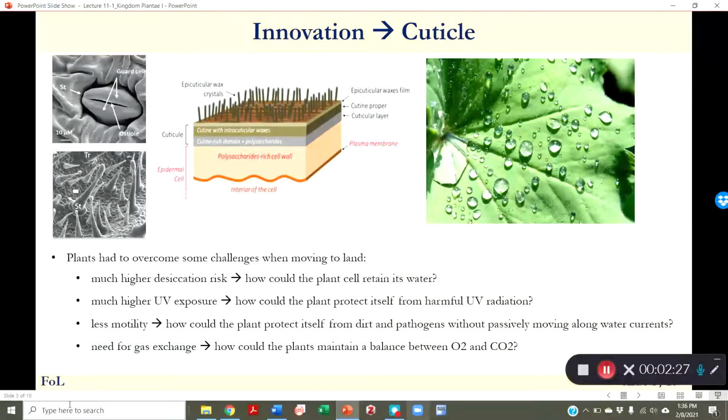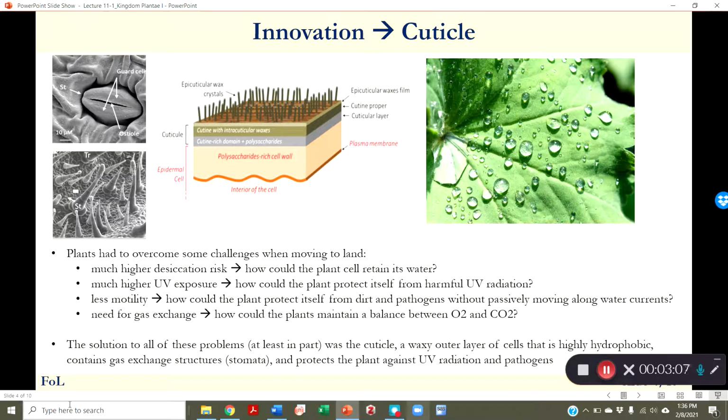Of course, there's not as much passive motion that happens when you're on land compared to in water. So they had less motility. How could the plant protect itself from dirt and pathogens without passively moving along water currents? And the final big transition to get to land was the need for gas exchange. So how could plants maintain a balance between oxygen and carbon dioxide? These are all major challenges that plants had to overcome in order to move to land.